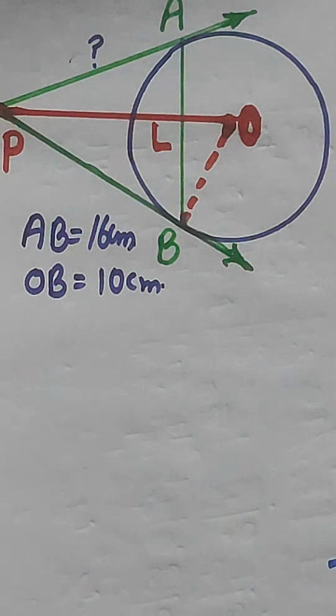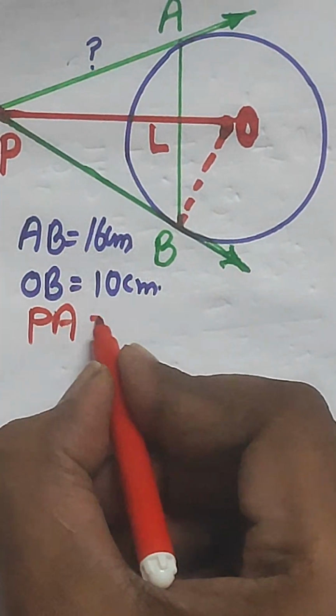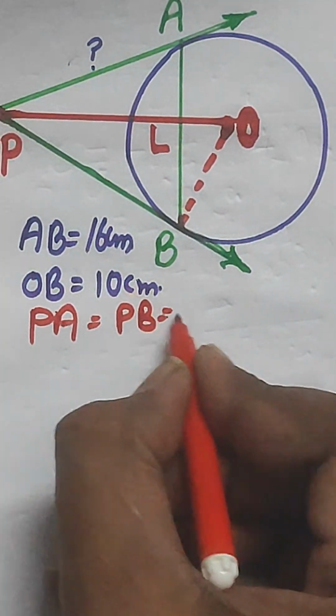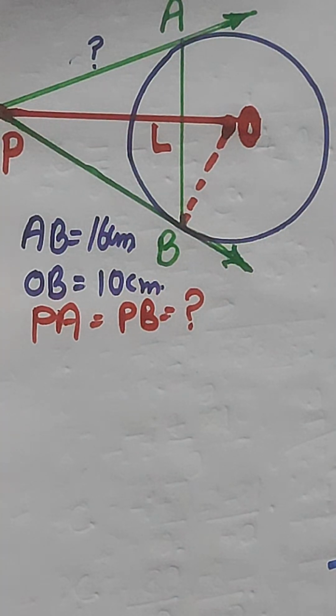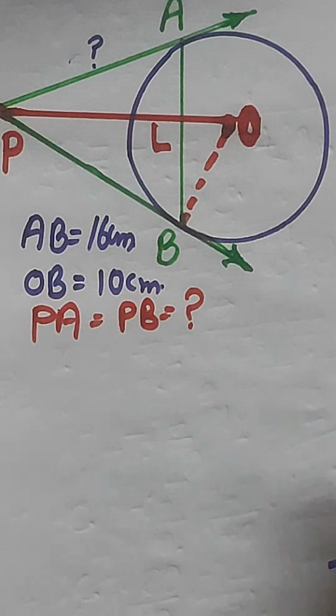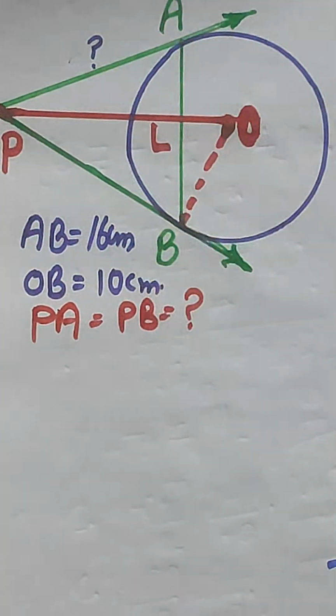So to calculate the length of PA, which is equal to PB, why? Because the tangents drawn from an external point to the same circle are always equal in length, right? So from this we can say that if we will be able to calculate the length of PB, it will be equal to the length of PA.